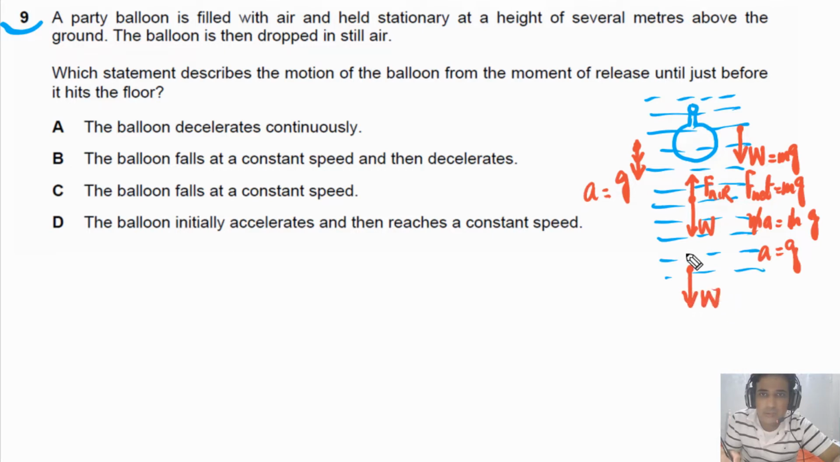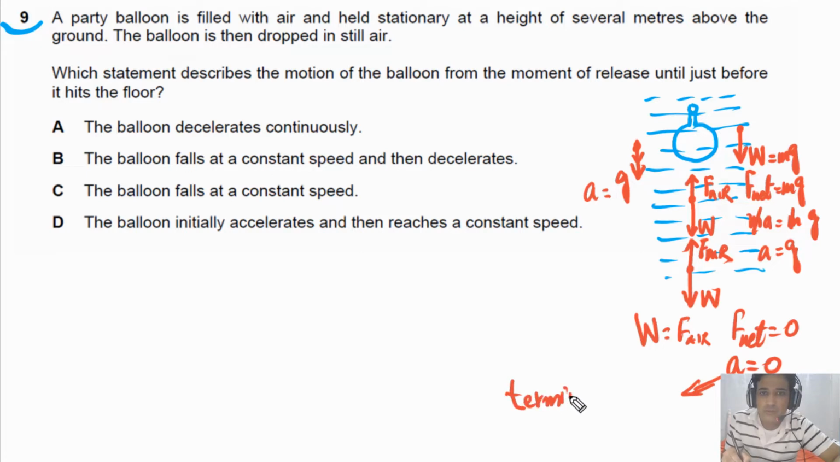So we will say W will be equal to FA, so air resistance. These two forces, they will be balanced. When W is equal to FA, it simply means that net force on balloon is equal to 0. If net force is 0, it means acceleration of balloon will be equal to 0. If acceleration is equal to 0, we call balloon has reached terminal velocity. So simply we can say terminal velocity.